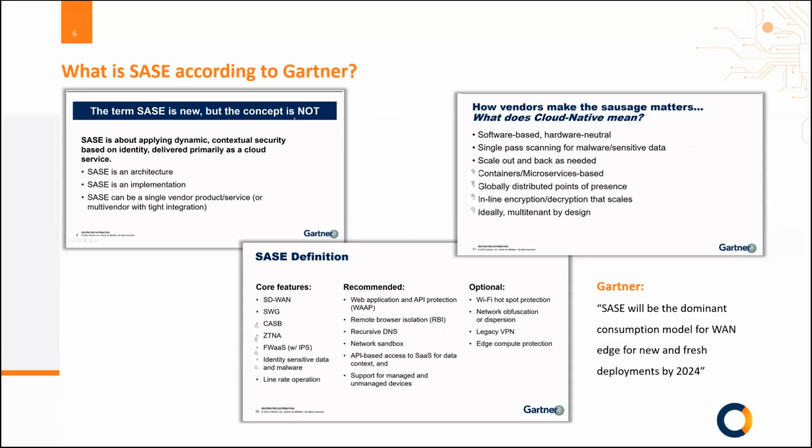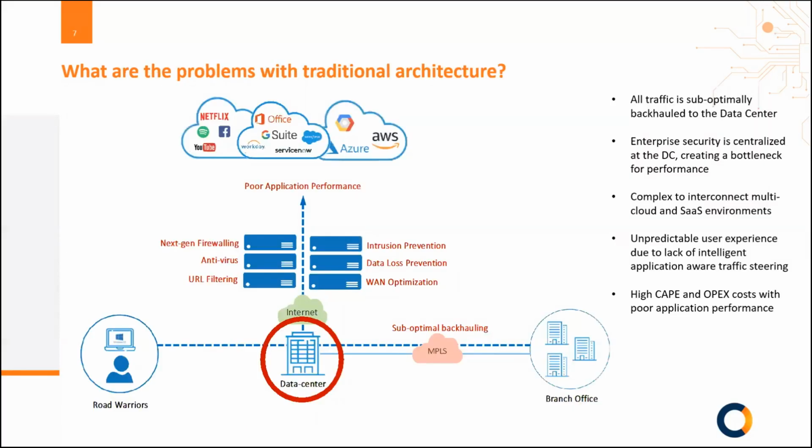And today they say 2021 is the year of SASE, and by 2024, the dominant consumption model for WAN edge is going to be SASE. So now, what are the problems with the traditional architecture that is making us look into or consider SASE?